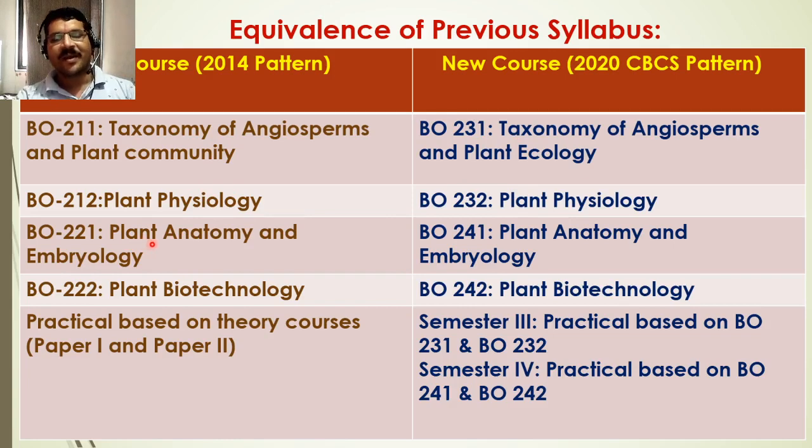So see here, in the old syllabus there was the title plant anatomy and embryology. Here also we get the same title. Here you can see plant biotechnology, it has been kept as it is. Here is practical based on theory courses, paper first and paper second. So this practical was based upon all these 4 papers. Here practical based on BO 231 and BO 232, and in semester 4 practical based on BO 241 and BO 242.